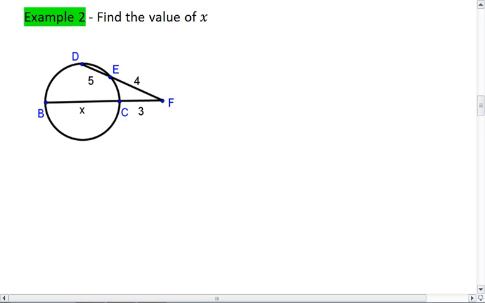So we see here we have two secants. They both cross our circle twice. And we have the shared endpoint, which means we can use the theorem we just learned. Try it on your own first, pause the video, and resume when you're ready to check your solution.